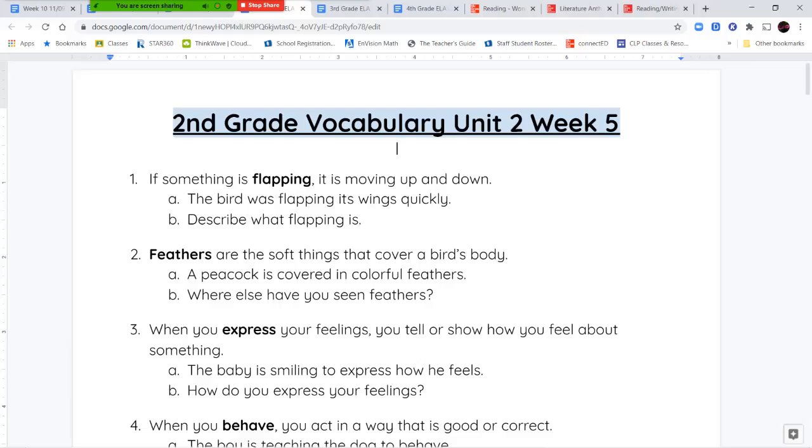Hello, second grade, and welcome to Unit 2, Week 5. This is the last week of Unit 2. After this, we're going to start up on Unit 3. So let's go ahead and get started with our vocabulary words.